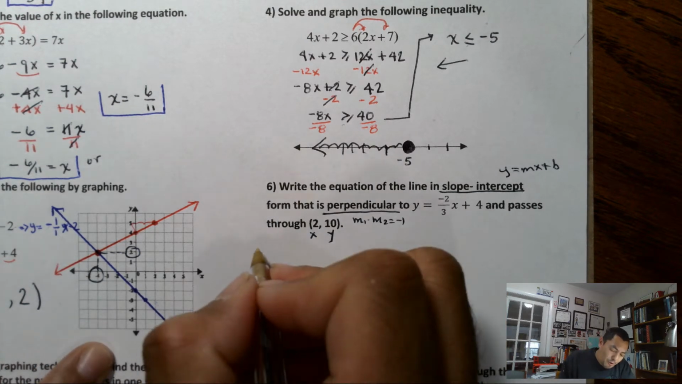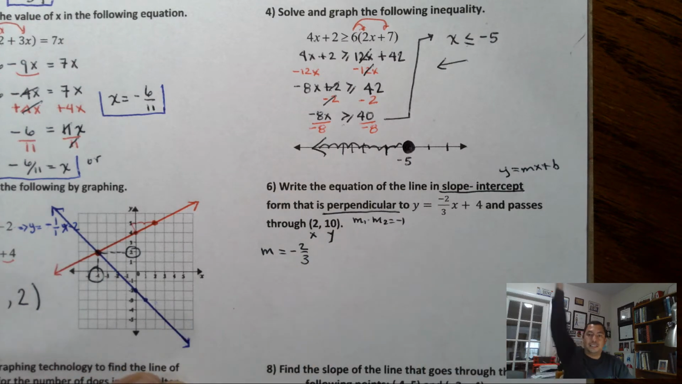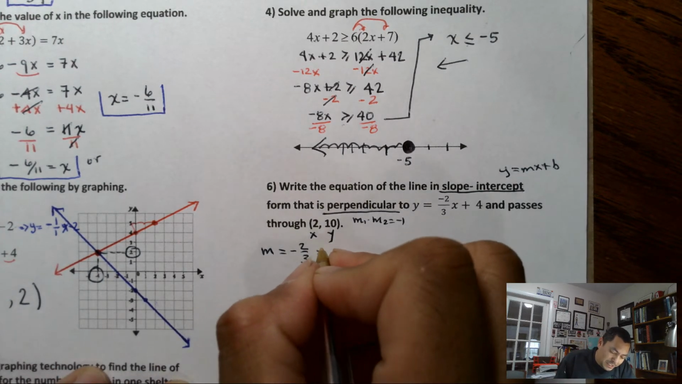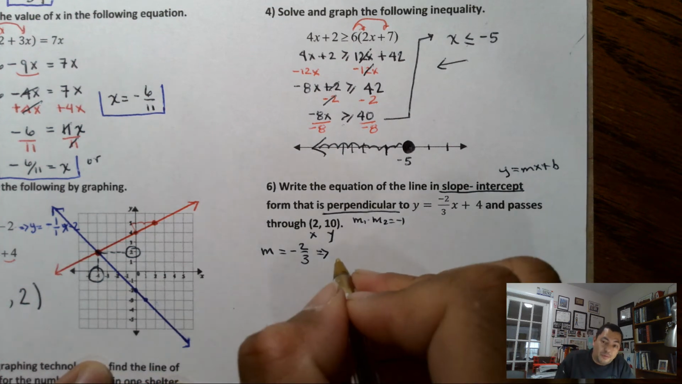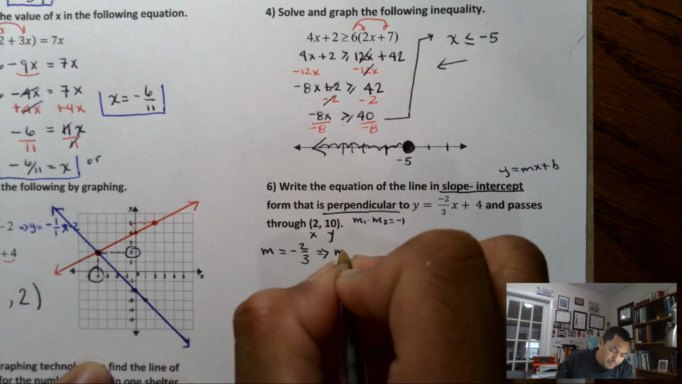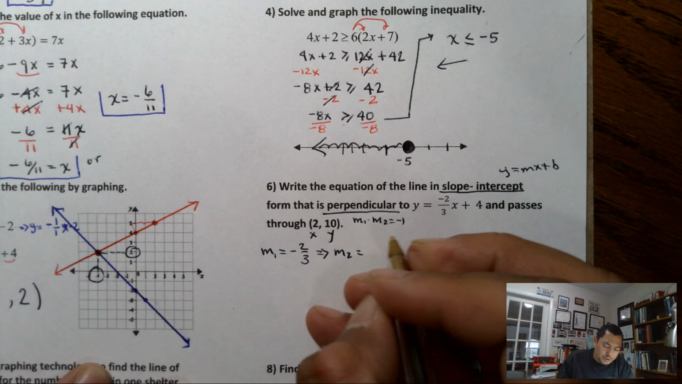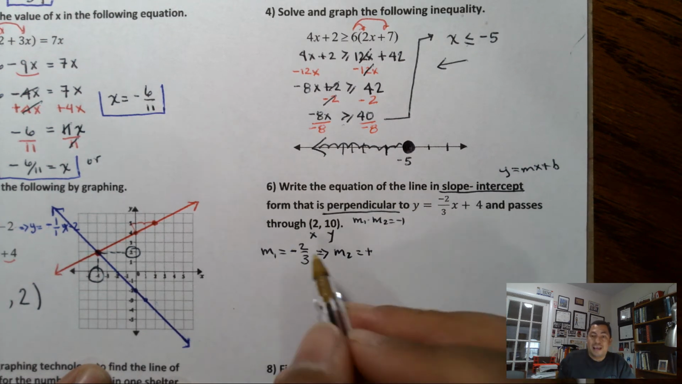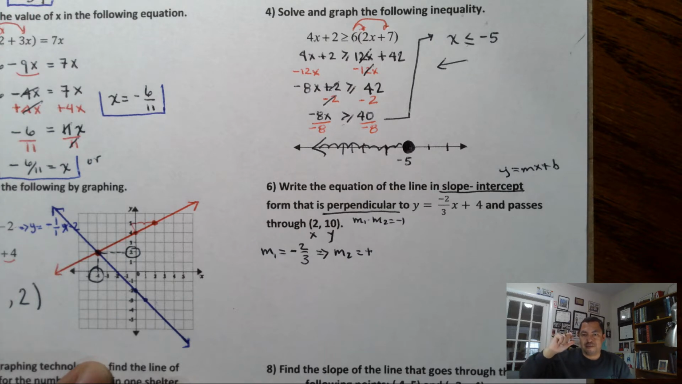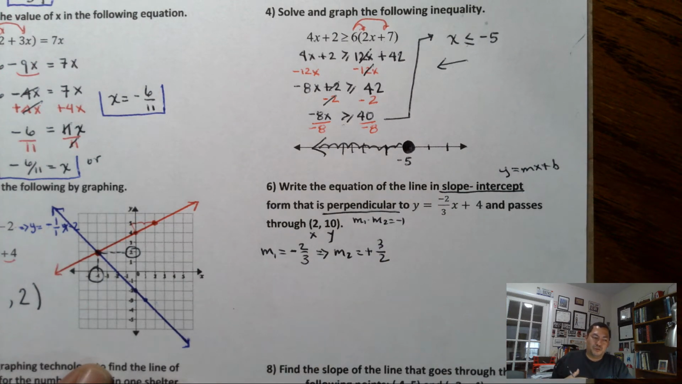Now my slope given is negative 2 over 3, and we mentioned in class that the opposite reciprocal of that slope is going to be the slope of the perpendicular line. So m2, this is m1 because it's given first. So m2 is equal to the opposite. If this is negative, the opposite is positive. And the reciprocal means just flipping the fraction. So I have 3 over 2.